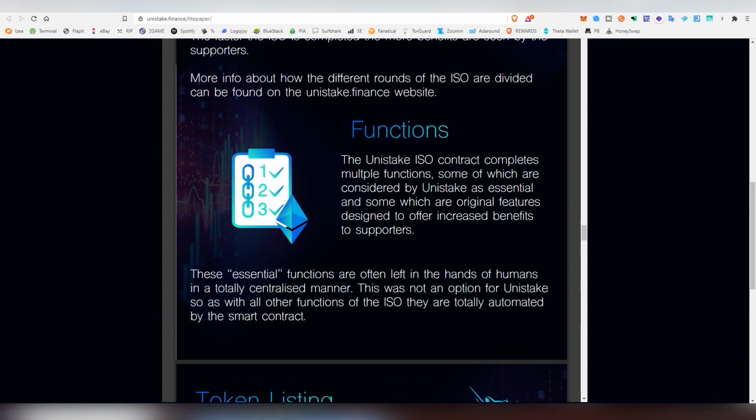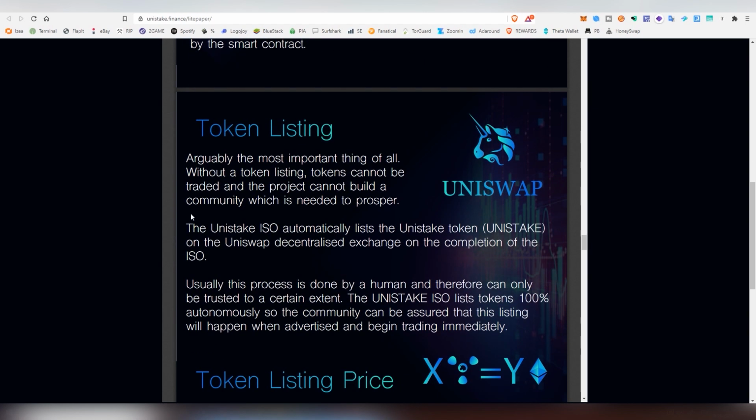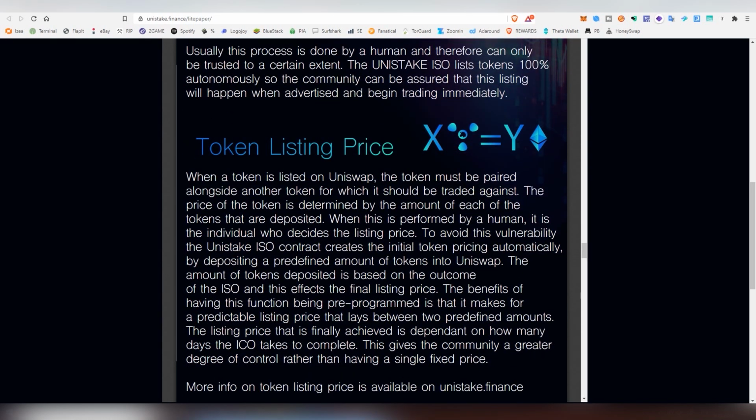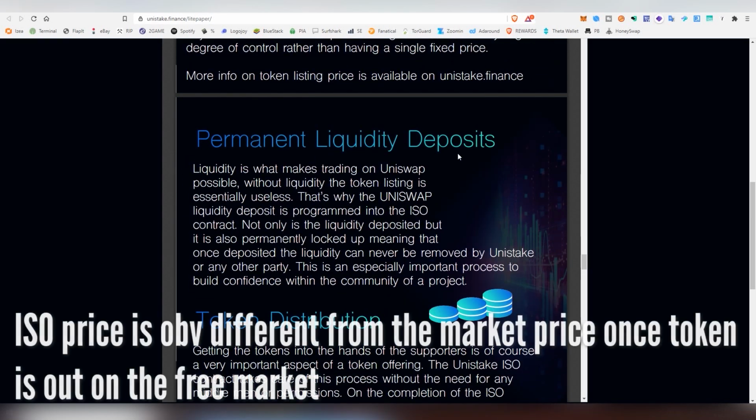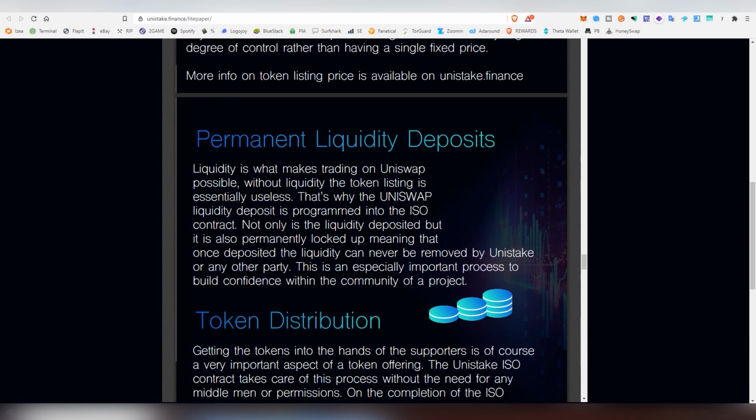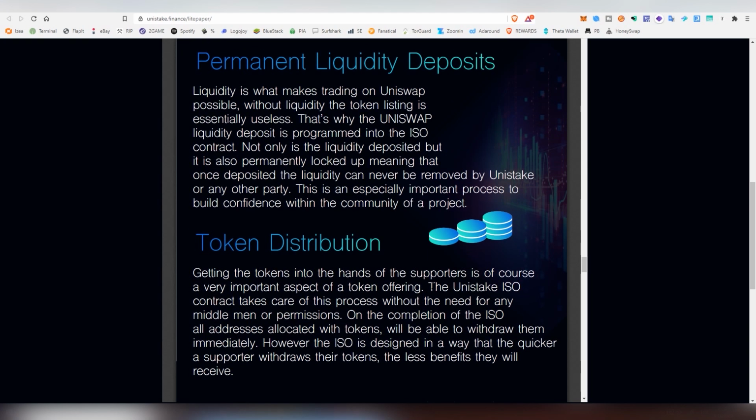And also, what else do we have here? Functions, token listing. Yeah, we could talk a bit about the tokenomics here. So here it goes into the actual speculation of the price. And permanent liquidity deposits. So this means that when the liquidity is deposited, it's permanently locked up, meaning that once deposited, the liquidity can never be removed by Unistake or any other party. This is an especially important process to build confidence within the community of a project. And that makes me very bullish about the project in general, because you have this caveat here, which I kept mentioning. I just forgot the phrasing earlier.